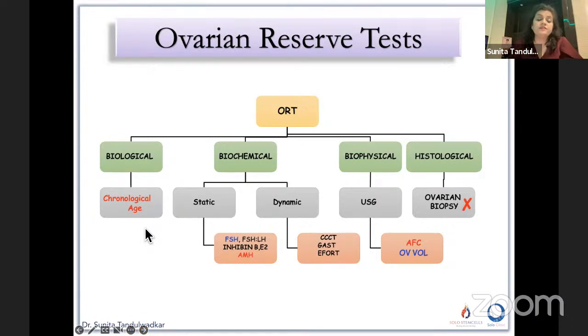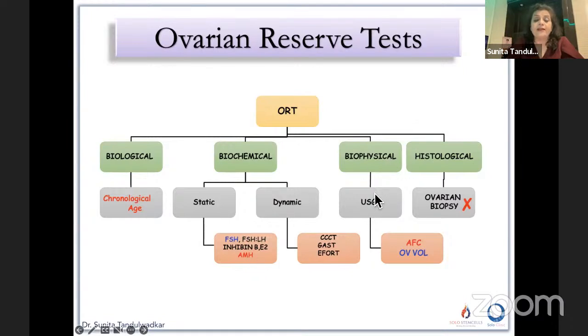Biological means her chronological age. So first find out what is her age. Biochemical, mainly we do FSH, LH, and the AMH. I have marked AMH in red because the facilities are available even in the smallest city, and I may not do FSH, I may not do LH, but I'll definitely do the AMH because it is independent of the day of the menstrual cycle.